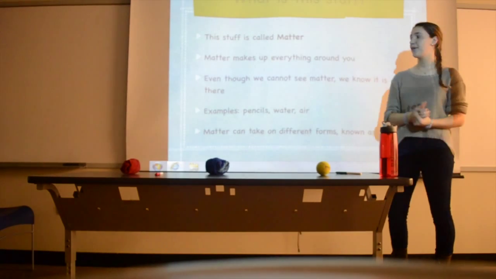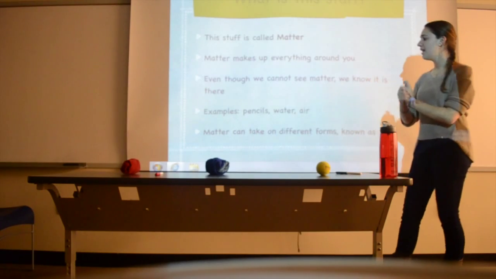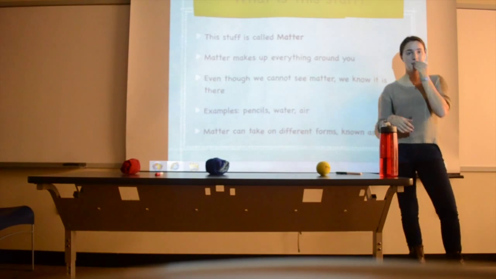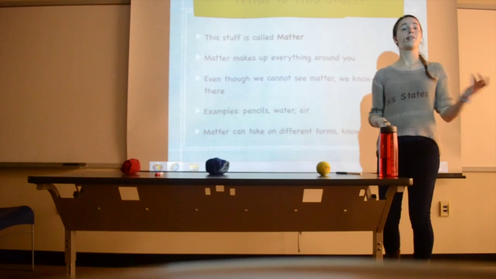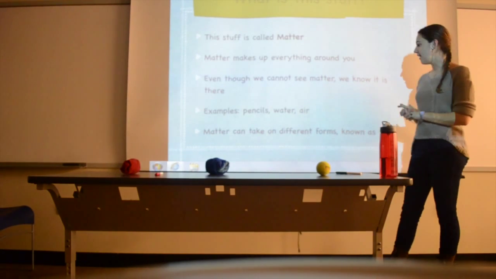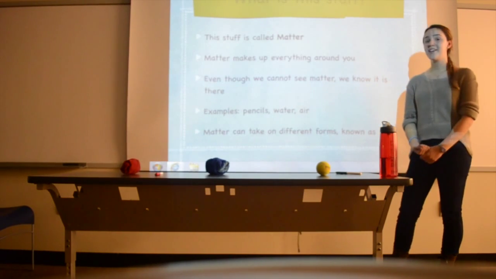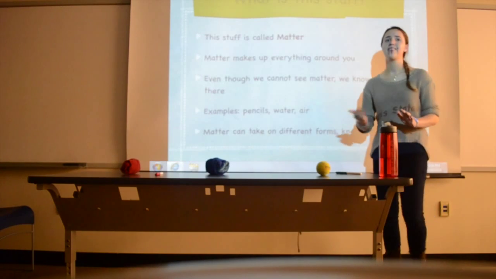So, matter makes up everything around you. Even though we can't see the matter, we still know it's there. And so, maybe some examples of what matter makes up is like a pencil, or the water, or the air we're breathing in. And basically anything that's alive or not alive in the world is made out of matter. So matter can take on different forms, also known as states.